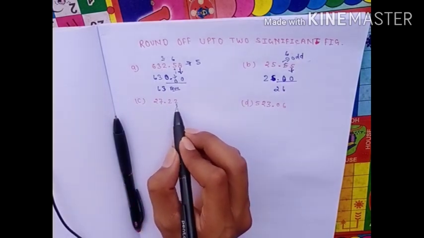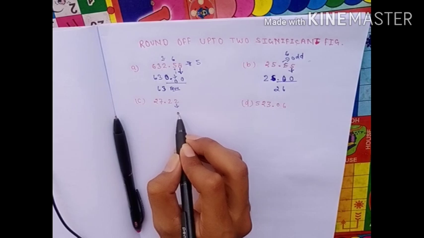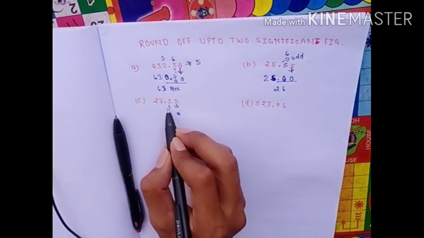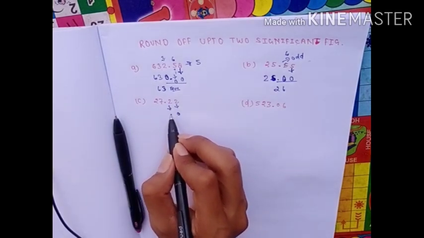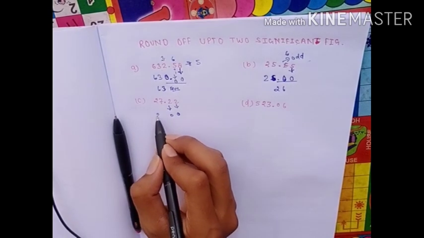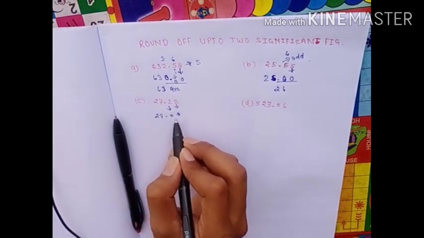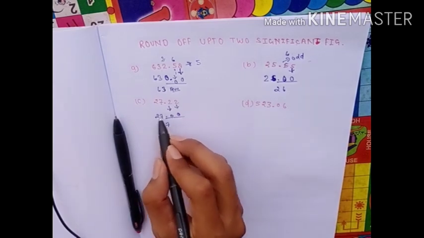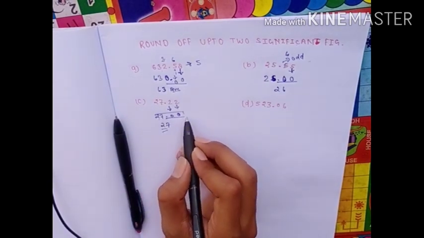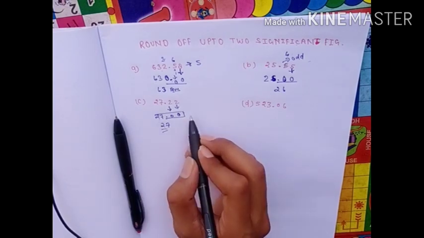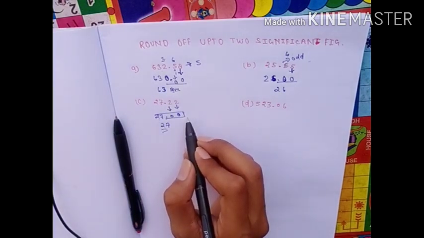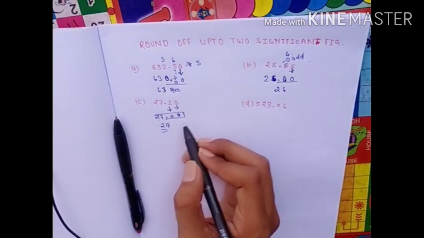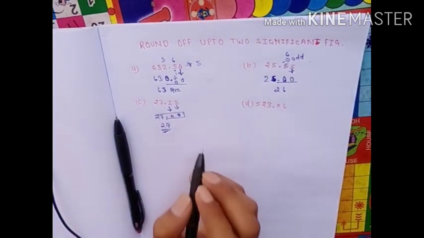27.22. Look, 2 is less than 5, drop it, it becomes 0. Again 2 is less than 5, drop it, it becomes 0. And what is left? 27.00. Remove this thing, and 27, because if you are putting the value 27.00, it means you still have 4 significant figures, but you have to reduce the significant figures and bring it up to 2 significant figures.